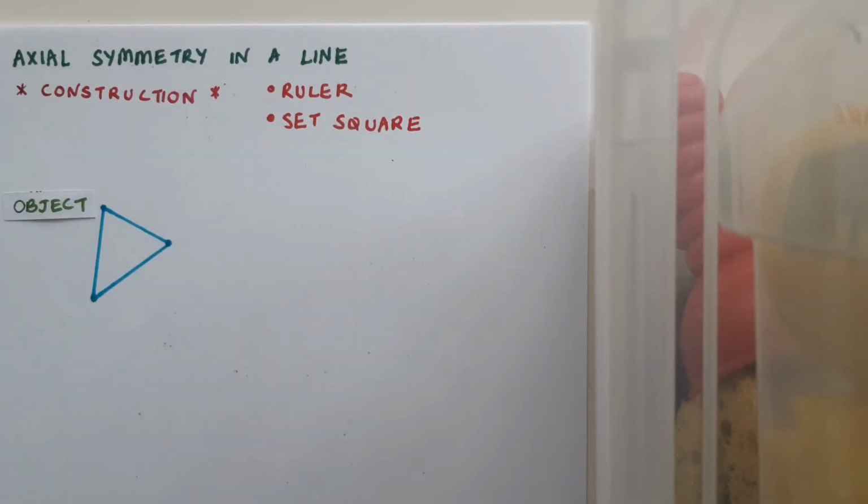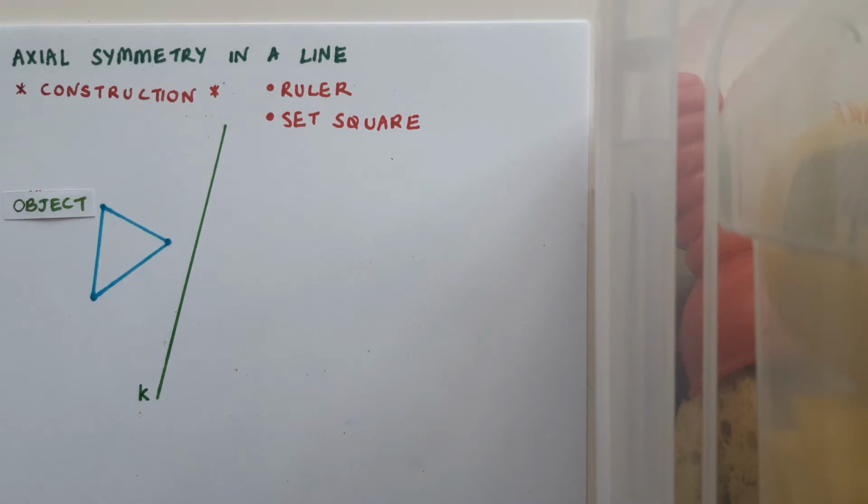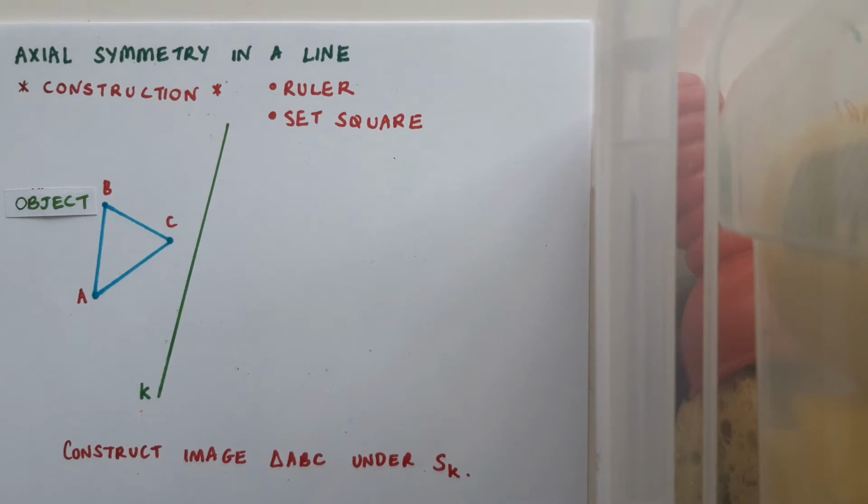So here I have my object and it's a triangle. And here I have my axis, which is just my straight line, and I'm going to call this line the line K. I'm going to call the vertices of my object ABC, so I can refer to it as the triangle ABC. And my instruction is: construct the image of the triangle ABC under symmetry in K.